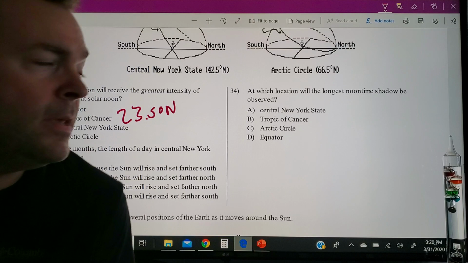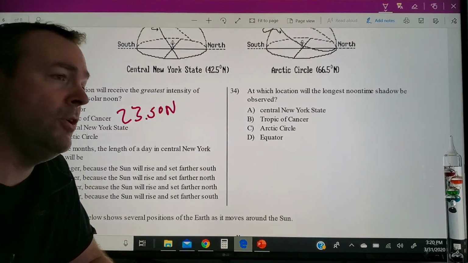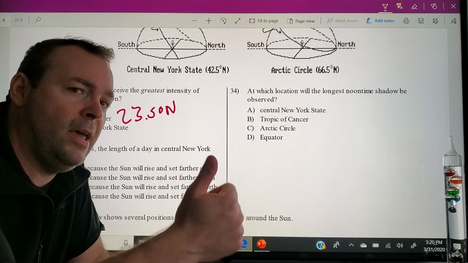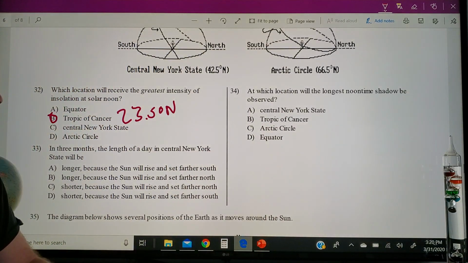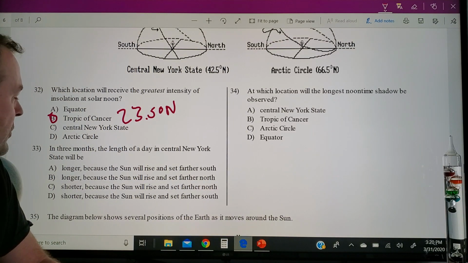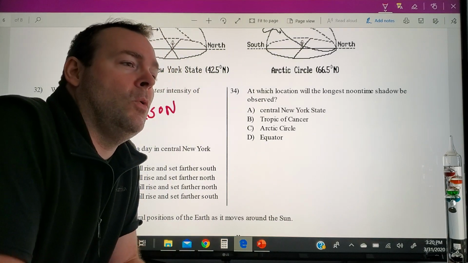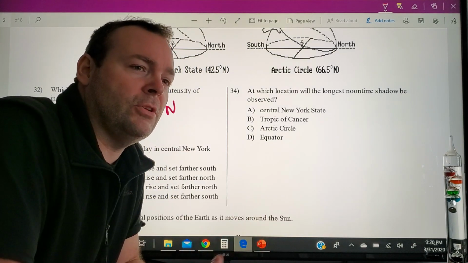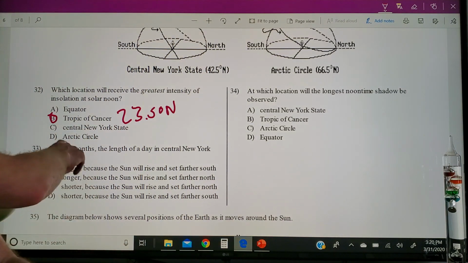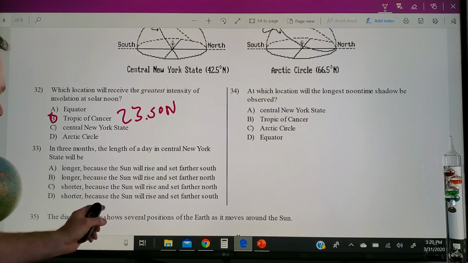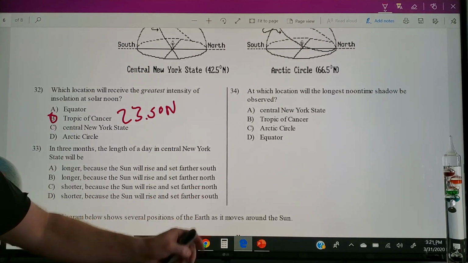Okay, 33: in 3 months, so 3 months from June 21st, right? So that's June, July, August, September. We're at an equinox month there. In 3 months, the length of day in New York State will be, well, on June 21st that's our longest day. So when we go to an equinox day, the days start to get shorter. So certainly shorter, that knocks out A and B. Well, which one is it though? Is it shorter because the sun will rise and set further north or further south?